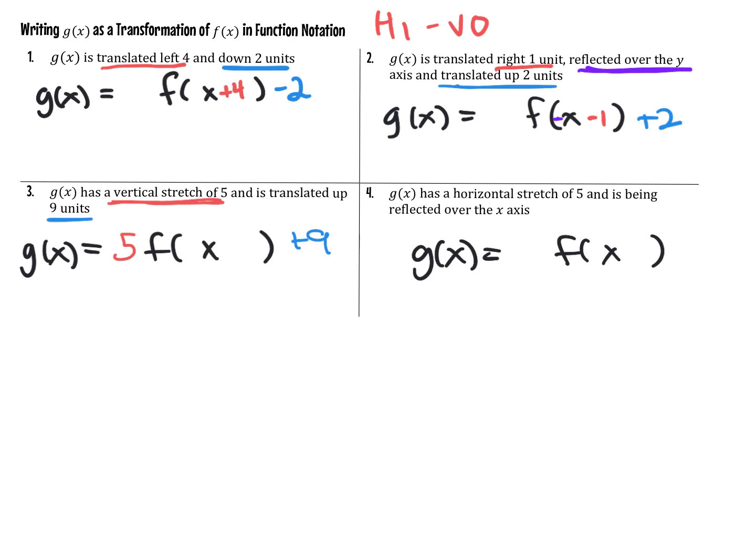Number 4, g of x has a horizontal stretch of 5. So horizontal happens inside, and it's the inverse of what I think. So even though it says 5, what it really means is 1/5 is being plugged in, and it's being reflected over the x-axis. The x-axis is outside the function, so I'm going to put a negative sign in front. So the idea here is translating the English into function notation. We don't have a function, we just know we're calling the function that we're applying this transformation to f. What we're going to look at next is what happens if we do know what that function is called. How does that change what our new notation is going to look like?